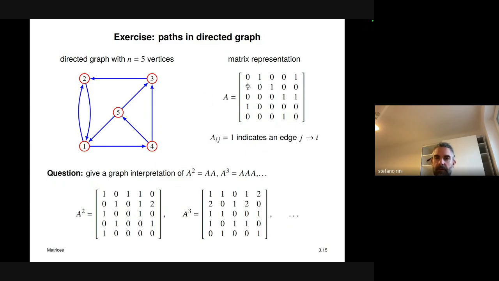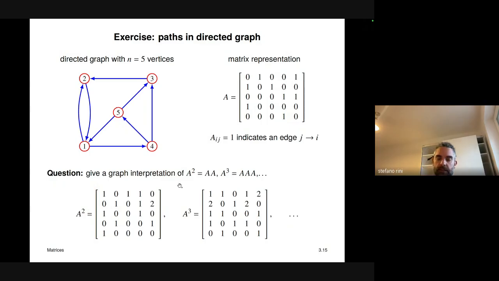So you see here, for example, this is 1 to 2. So there is an edge from 1 to 2. And this is 1 to 5. This is the element 1, 5. So it means that there is an edge between 5 and 1. And this corresponds to this edge between 5 and 1. And notice that we have an edge 1 to 2 and 2 to 1. And so this corresponds to the fact that this element is symmetric. Okay?